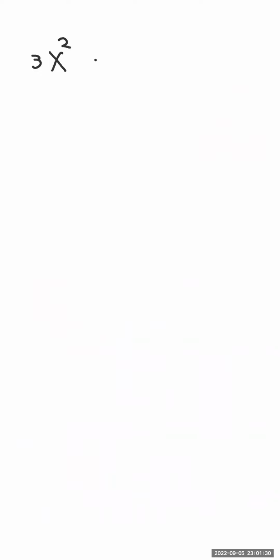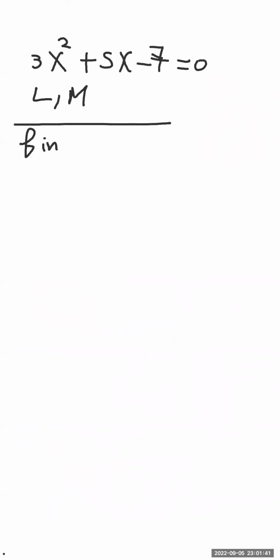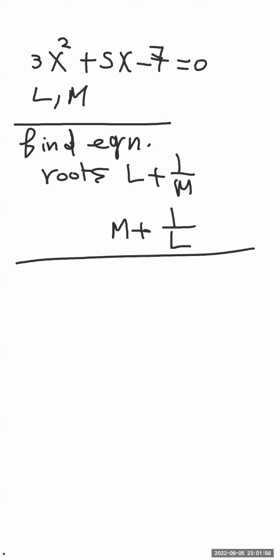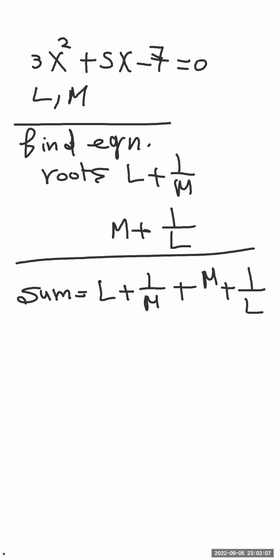Three x squared plus 5x minus 7 equals 0. The roots are L and M. Find the equation with roots L plus 1 over M and M plus 1 over L. Okay. The sum first. The sum equals L plus 1 over M plus M plus 1 over L. Correct, guys?